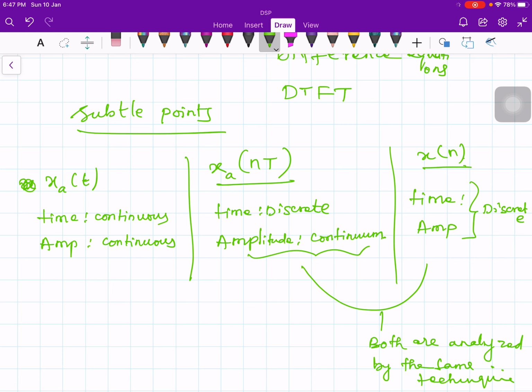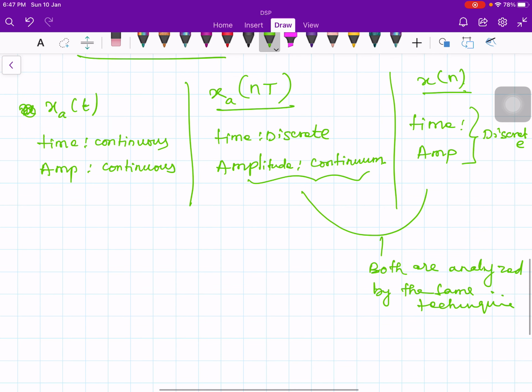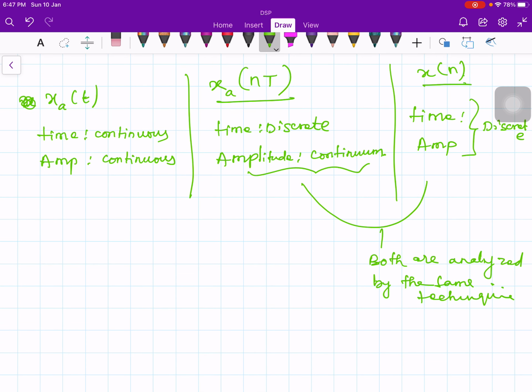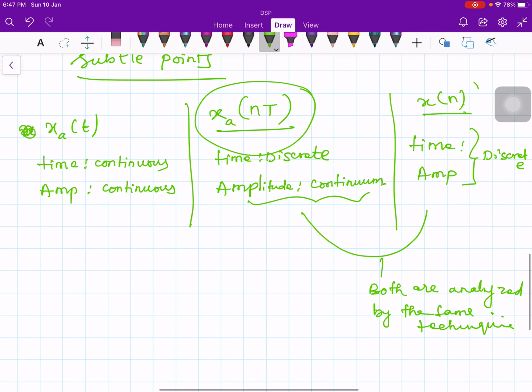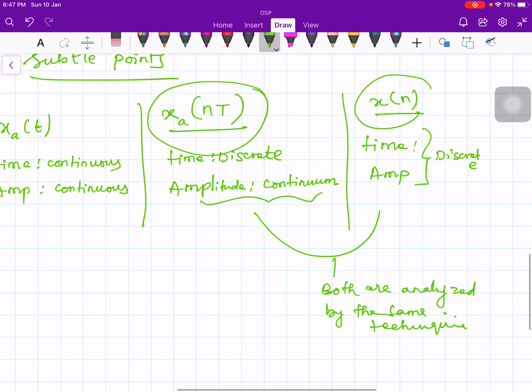Okay, that's it. And therefore we will use x suffix a of nT or x of n interchangeably, no difference. We will always take that the signal has been discretized in time as well as amplitude. In digital signal processing course, we always assume that time is discretized as well as amplitude also discretized.